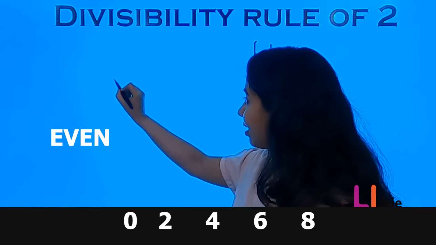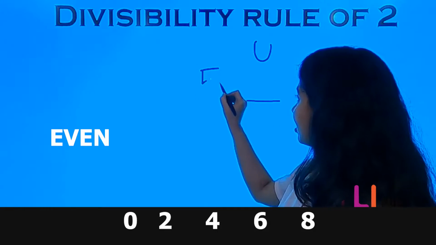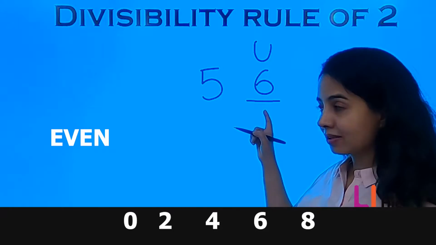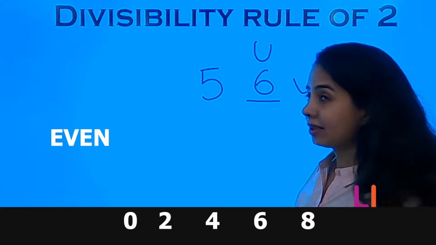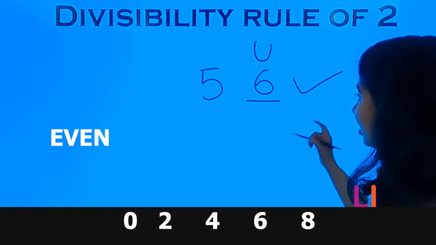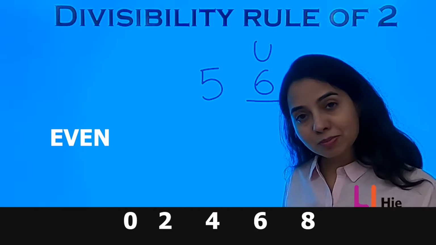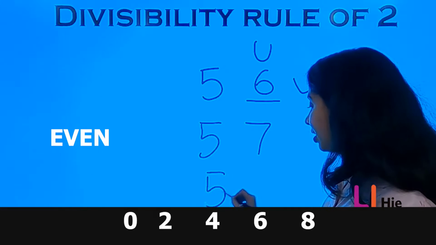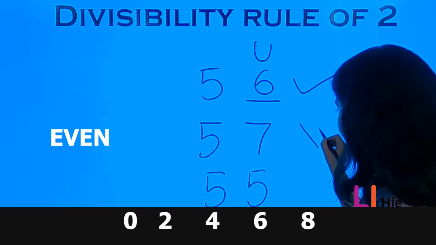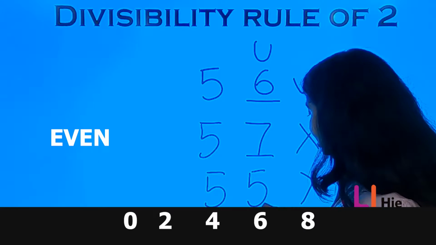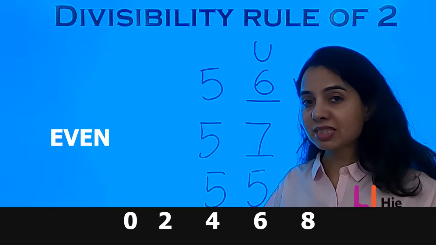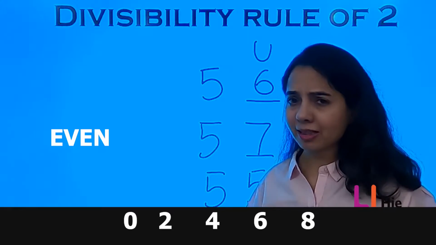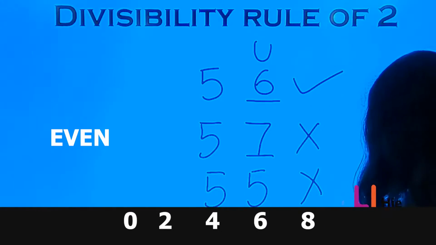Like for example, if the number is 56, the unit place has 6 on it, then that means it is divisible by 2. It is an even number. Then also we can say it is divisible by 2. But 57 or 55 is not divisible by 2 because these are not even numbers, nor do they contain the digits 0, 2, 4, 6, 8 on their units place. So I am quite sure that most of you must be knowing the divisibility rule of 2.